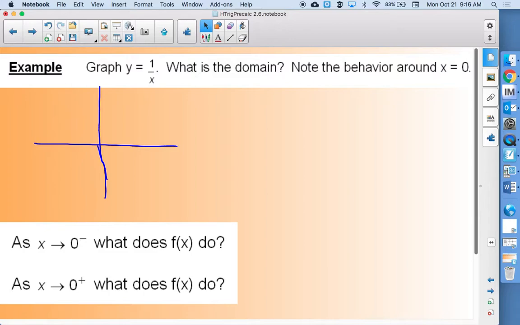So it wants you to graph it, make yourself a little picture. It says, what is the domain? And then note the behavior around x equals 0. And we'll talk about what the little stuff underneath there means. Anybody know what this looks like? Dylan? It's the one that goes like this and like that. Yeah. So goes like this, and then like this.